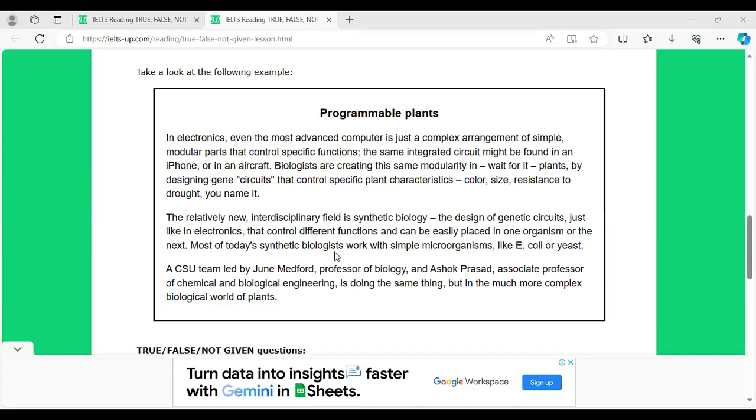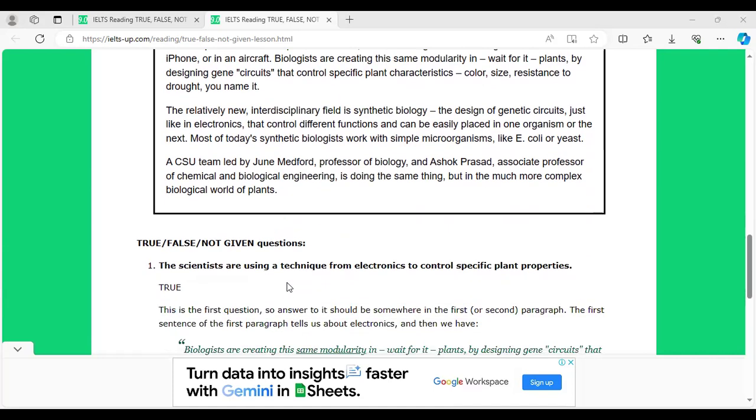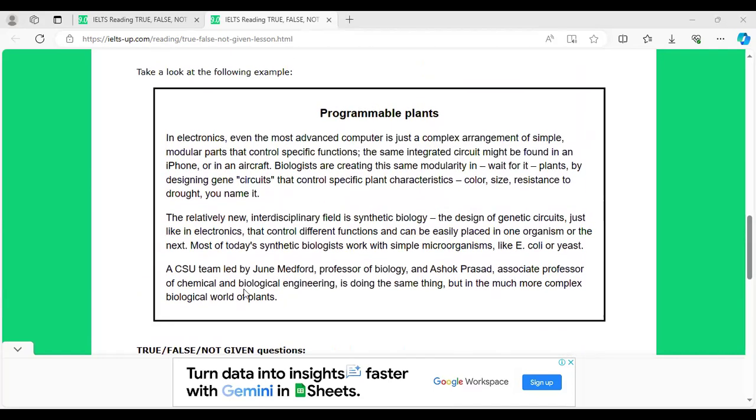Most of today's synthetic biologists work with simple microorganisms such as E. coli or yeast. A CSU team led by June Medford, Professor of Biology, and Ashok Prasad, Associate Professor of Chemical and Biological Engineering, is doing the same thing, but in the much more complex biological world of plants. So what is the statement that is given to us in the first?